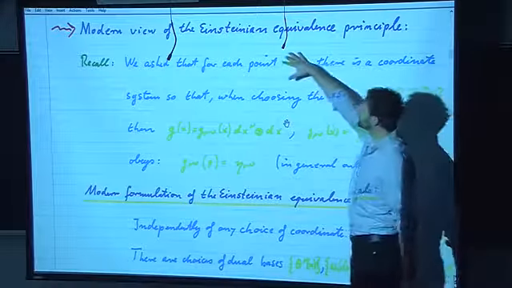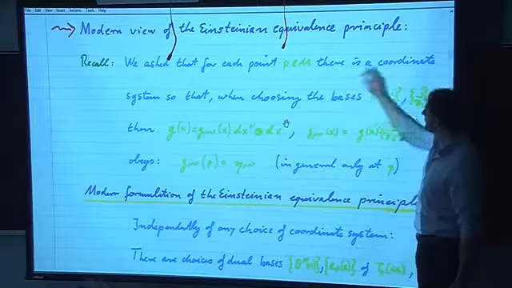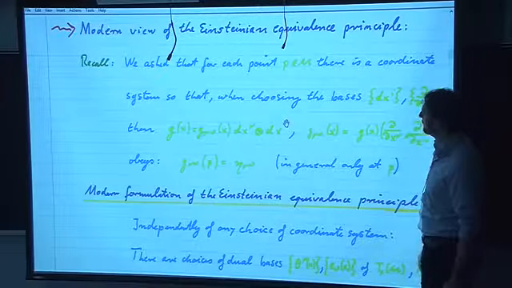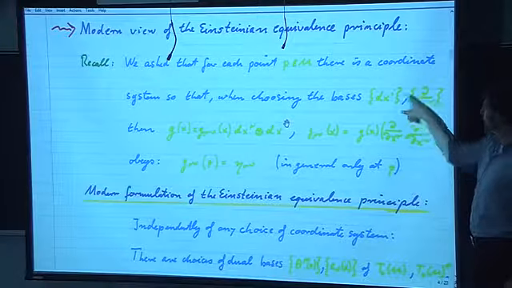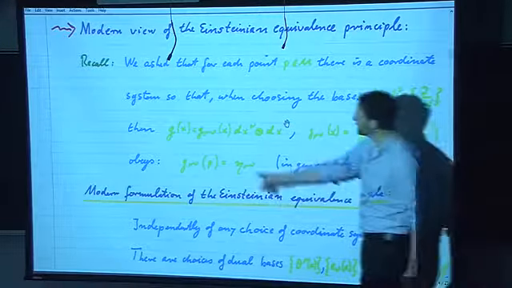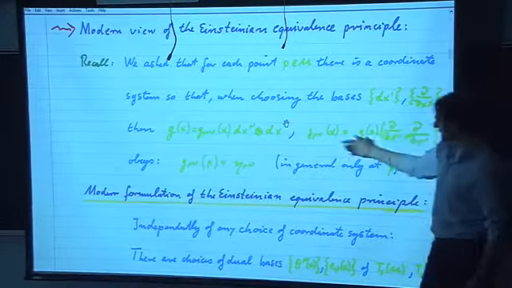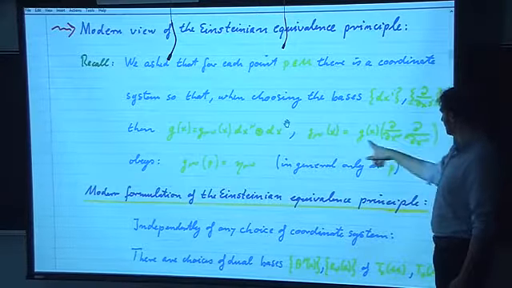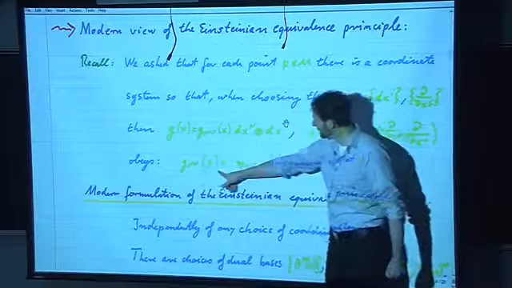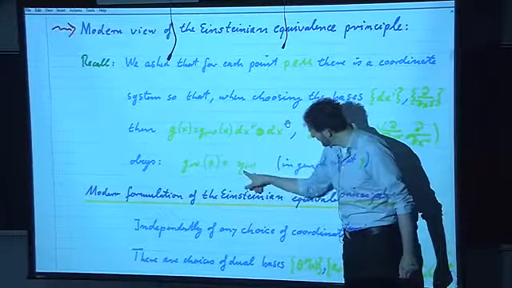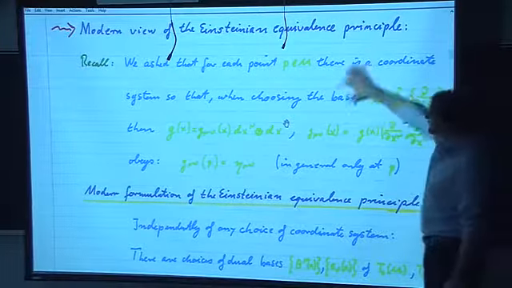Remember that originally, Einstein had said, we ask that for every point of the manifold, there exists a coordinate system, so that when we choose these bases for the cotangent and tangent space, then the metric tensor takes this form, explicitly in that basis, such that the coefficient function takes the value of the matrix eta mu nu at the point P. Okay, so that was originally the requirement.